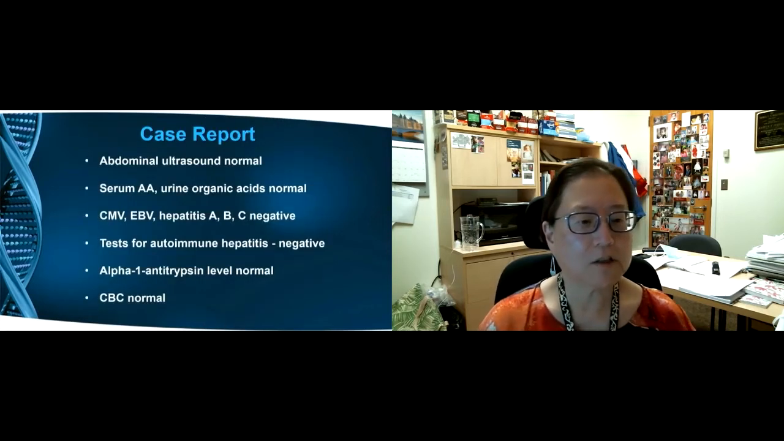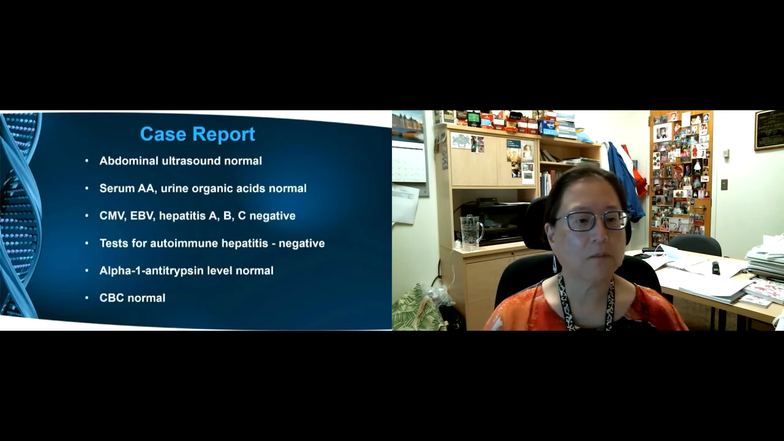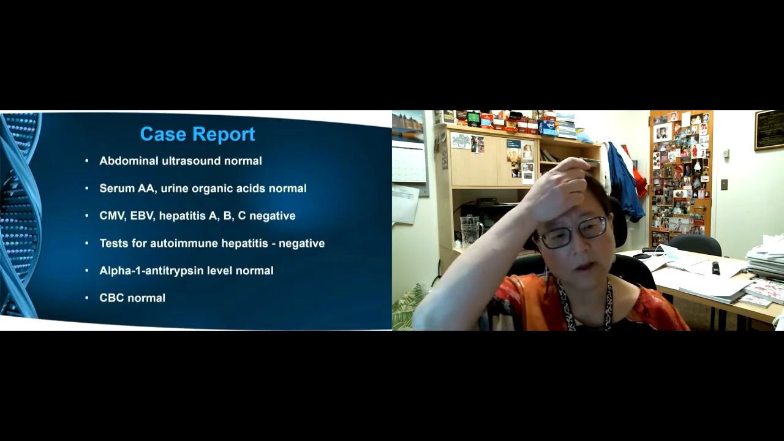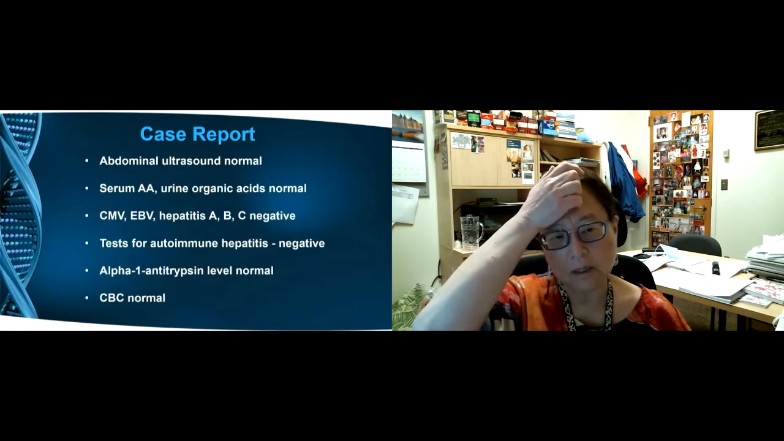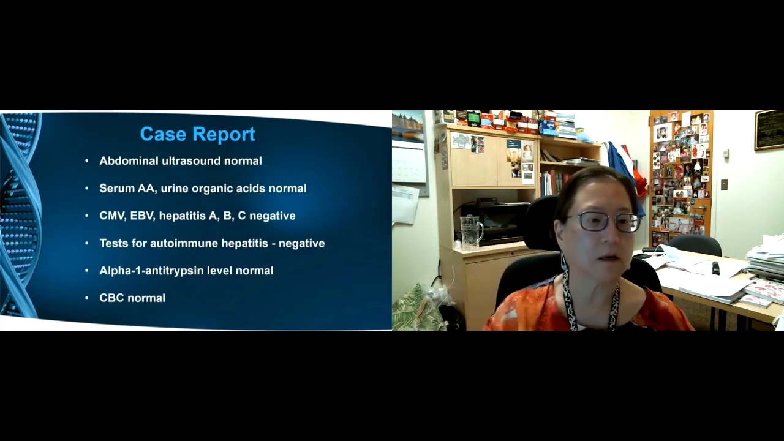The ultrasound that she had done was normal. The other blood work was negative for viral hepatitis and autoimmune hepatitis. She was noted to have a normal level of alpha-1 antitrypsin. Her CBC was normal, and metabolic screens like serum amino acids and urine organic acids were normal.